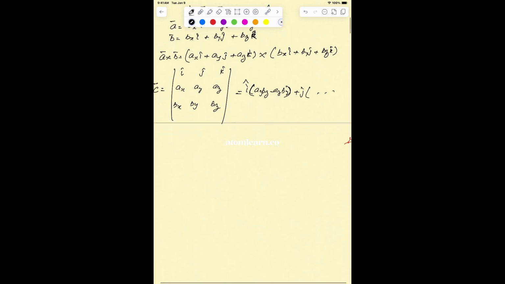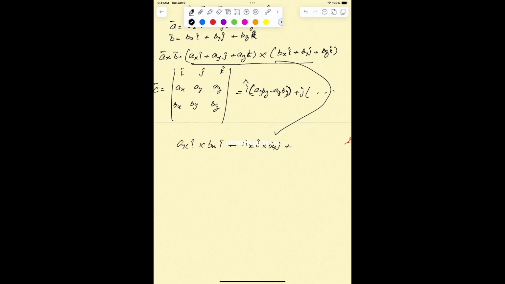Otherwise, if you want to expand it fully by the mathematical method, you expand it like this: ax i cap cross bx i cap, plus then you take ax i cap cross the next term by, plus then ax i cap cross bz k cap. Okay, like that there will be how many terms? 9 terms will be there. Now you can expand like this and then apply what I am going to say.